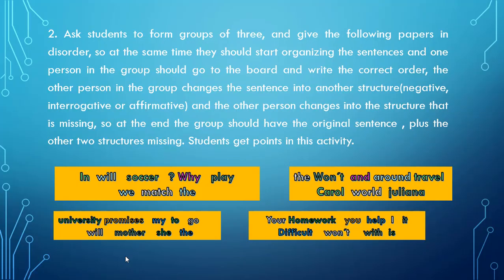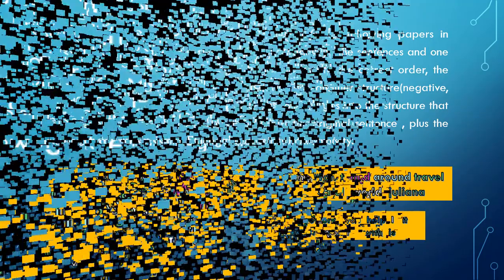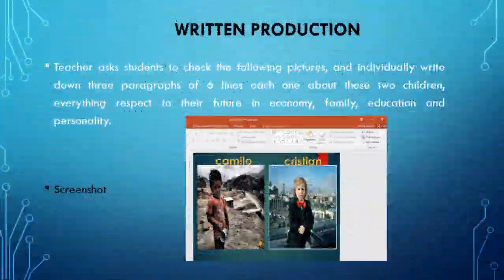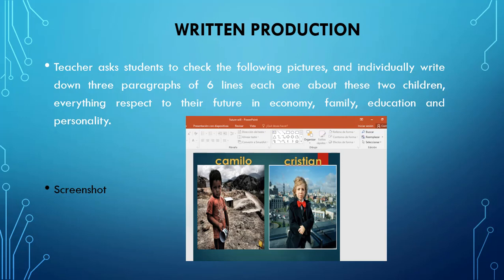And the final stage is production. In this class, I prepared two activities for working with written and oral production. For the first one, the teacher asks students to check a picture with two children, as you can see here, Camilo and Christine.